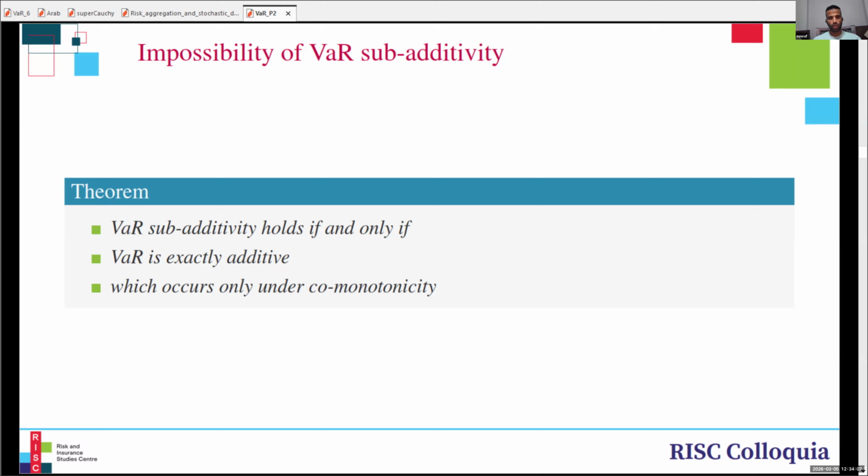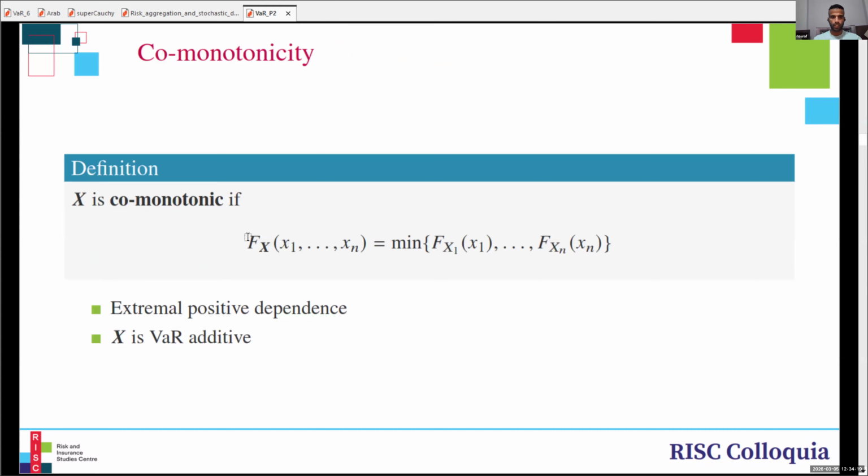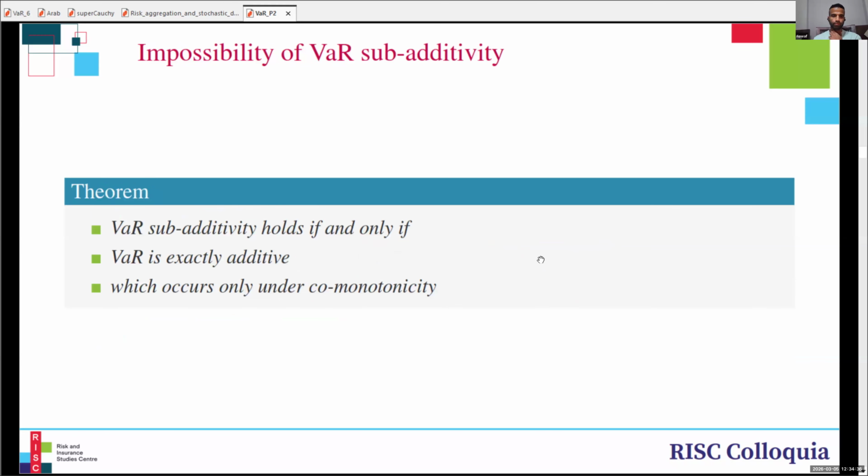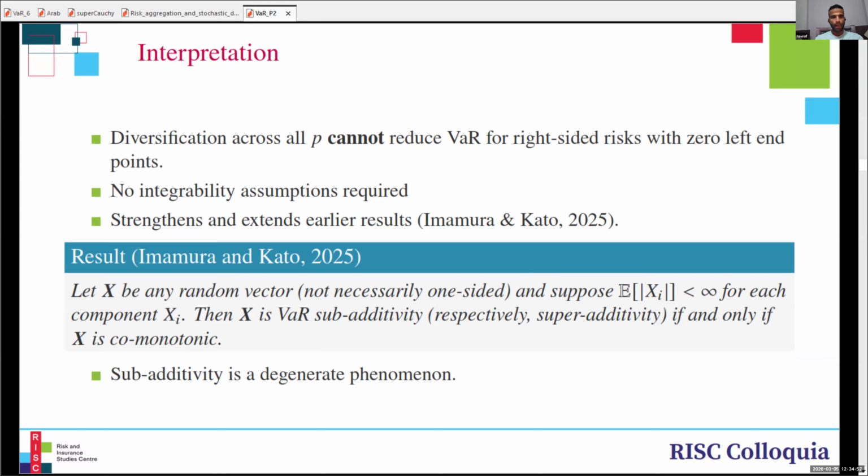It tells us that no matter how hard we try, we cannot find a model for which we have VaR subadditivity. I mean, at least one of the p's will give us strict subadditivity in the sense that VaR of S is strictly less than the sum. If we assume this holds for every p, then it must be that equality holds for all p. And additionally, X must be comonotonic. Okay, so for right-sided random variables, it's impossible to have subadditive models. So how can we interpret this result? It means that diversification across all p, we cannot have that for right-sided risks under VaR. Okay, because subadditivity cannot happen.